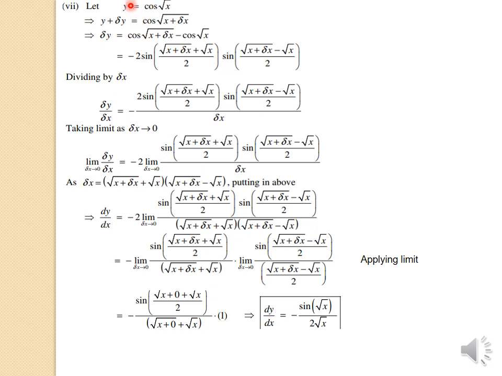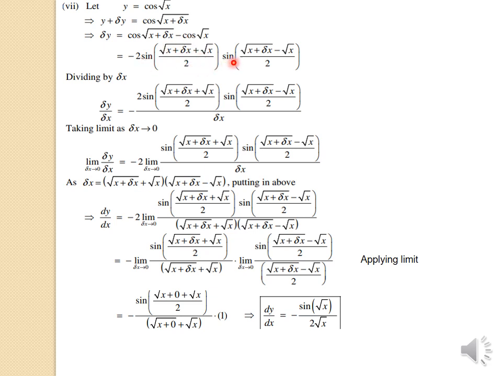Now students, in the last part, question number 7, y equals cos of square root x. So the first step is we replace y by y plus delta y, and replace x by x plus delta x. In the next step we shift y to the other side, so it becomes negative, and the value of y is cos square root x.